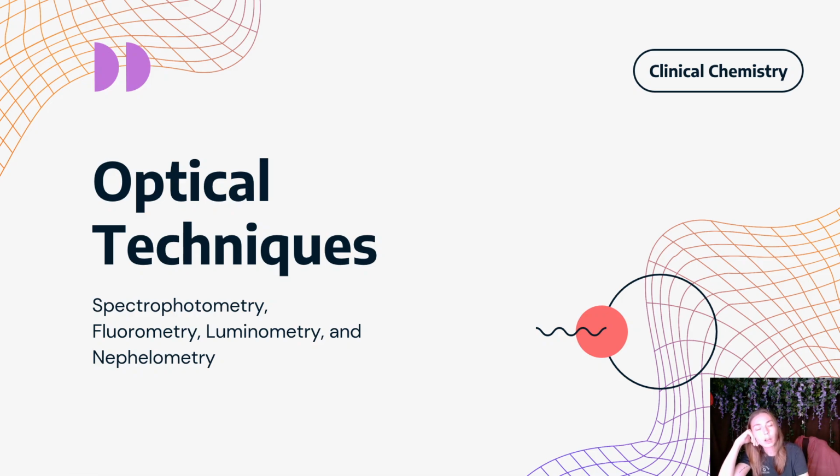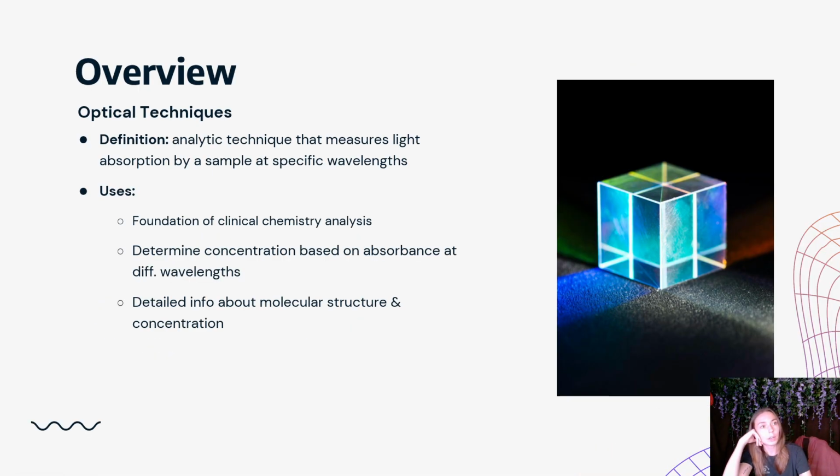Hey guys, we're going to go over optical techniques today and the role that optical techniques play within the clinical chemistry laboratory. So real quick, an overview. What are optical techniques? They're basically any analytic technique that measures light absorption by a sample at specific wavelengths, or in human words, how much light does the specimen suck up? And this principle is the foundation of clinical chemistry analysis.